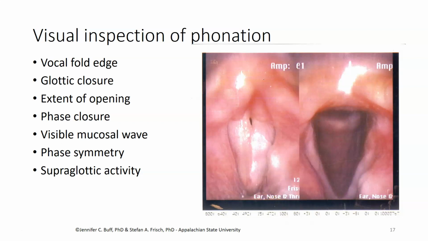Where the vocal folds are closed, there's still a little bit of opening left over, and it could be there's some irregularity in the vocal fold that maintains that open space. Since we don't have a moving image here of the vocal folds, we can't look at things like phase closure or the mucosal wave or phase symmetry. In terms of supraglottic activity, the vocal folds seem relatively lengthened, and we can clearly see the vocal folds themselves beyond the false vocal fold, so there doesn't appear to be excess compression happening.